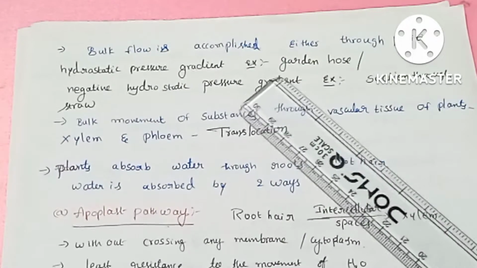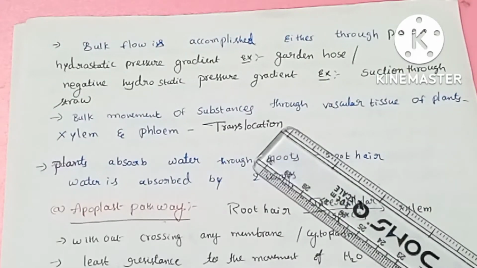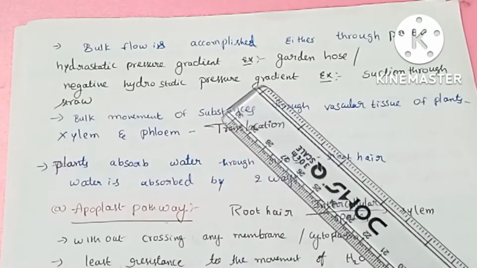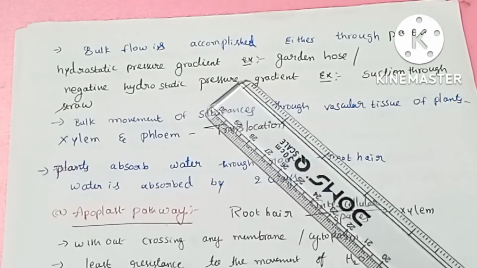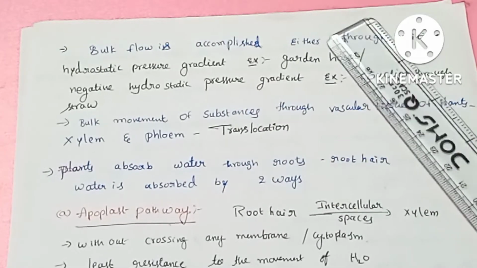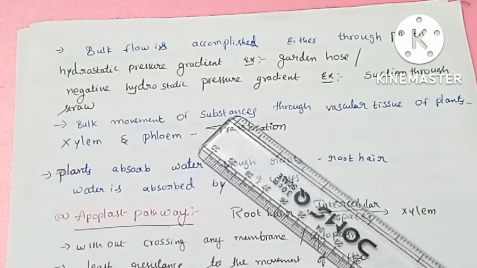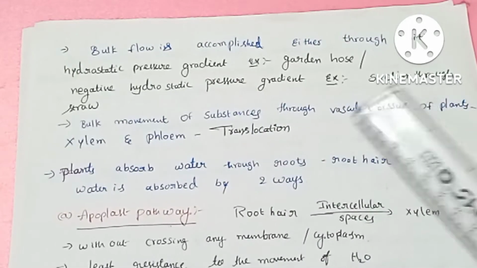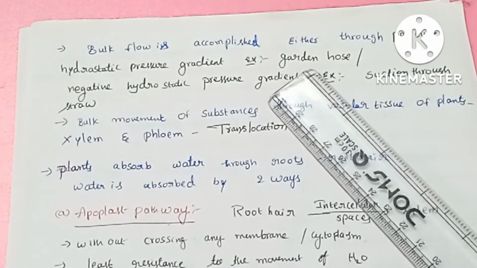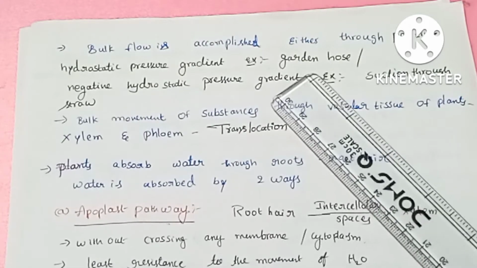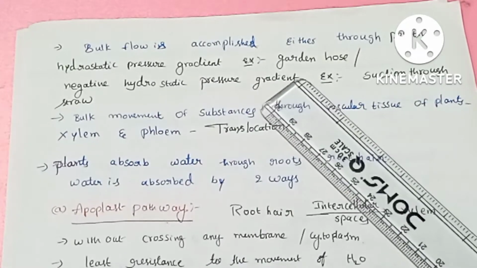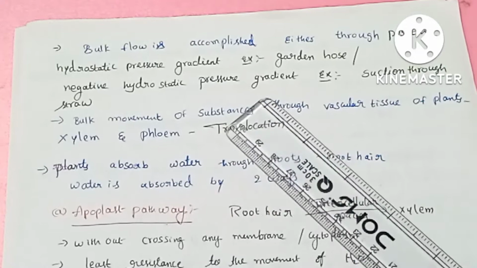Here in the bulk flow, this bulk flow is accomplished either through positive hydrostatic pressure or through negative hydrostatic pressure gradient. So what is meant by positive hydrostatic pressure gradient? Here, the example for the positive hydrostatic pressure gradient is the garden hose, and the example for the negative hydrostatic pressure gradient is the suction through the straw. In the garden hose, what will happen in the positive hydrostatic pressure gradient? In the garden, we pour the water to the plants by means of any pipe, right? So here the water is coming out, that is the positive hydrostatic pressure.